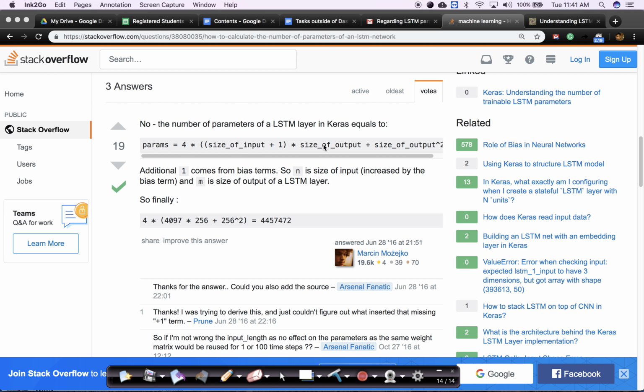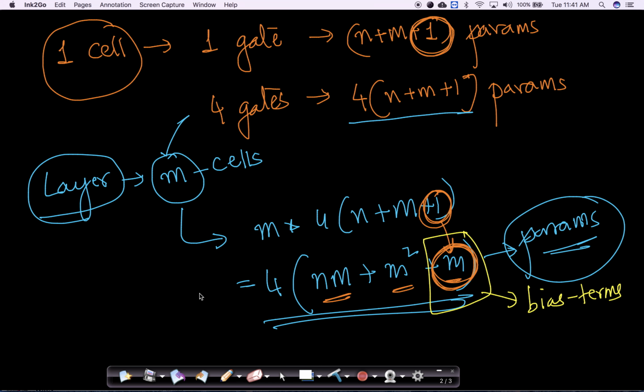Again, the person who has answered here explains the whole thing. But I hope this question is clear now on the number of parameters that we have. Again, this plus m will only exist if you have a bias term, or else you won't have it. Okay, very simple. So I hope this formula is clearer to everyone now.